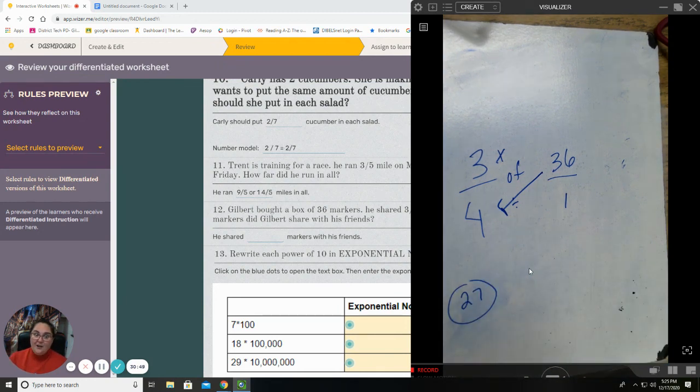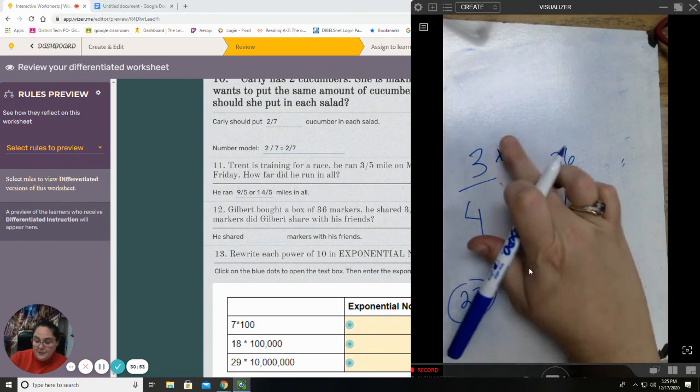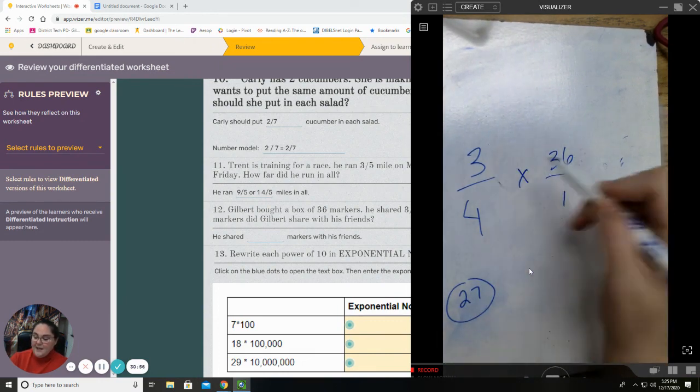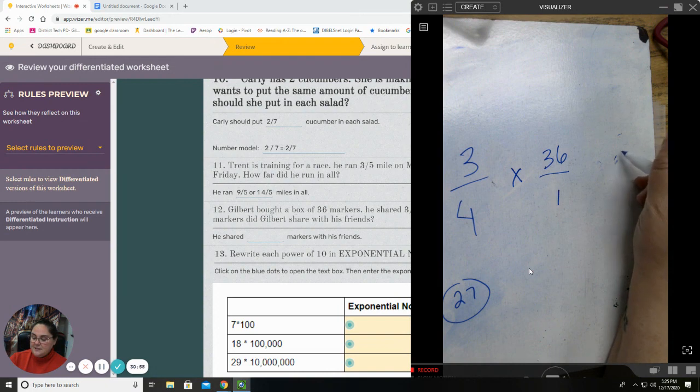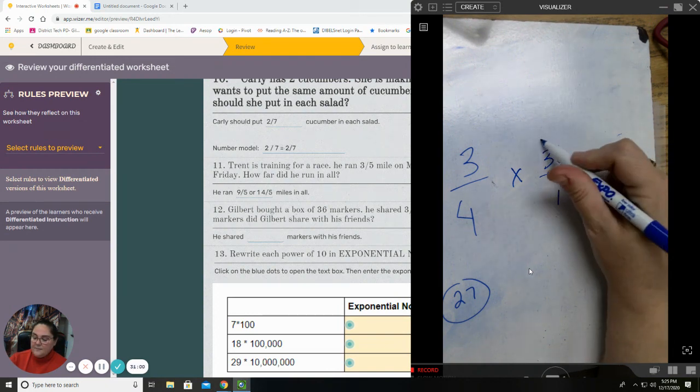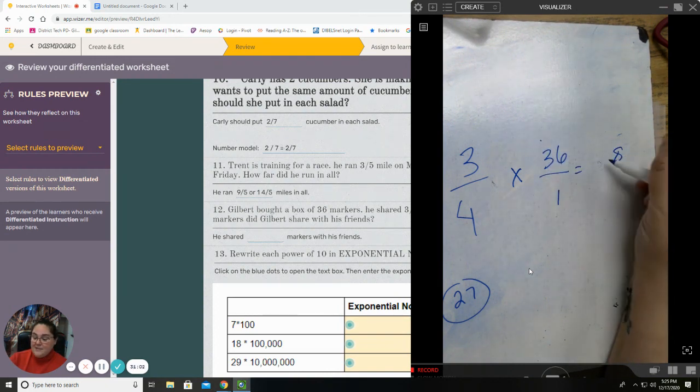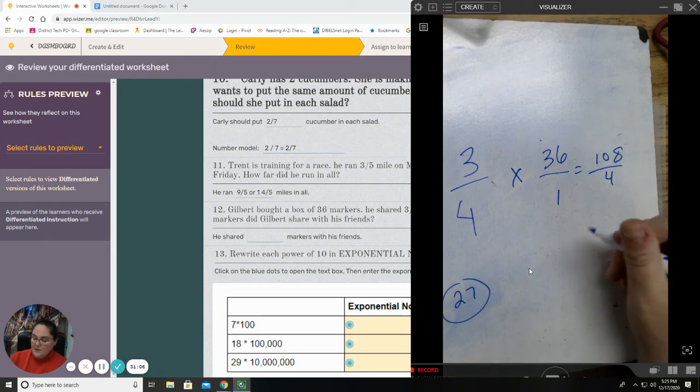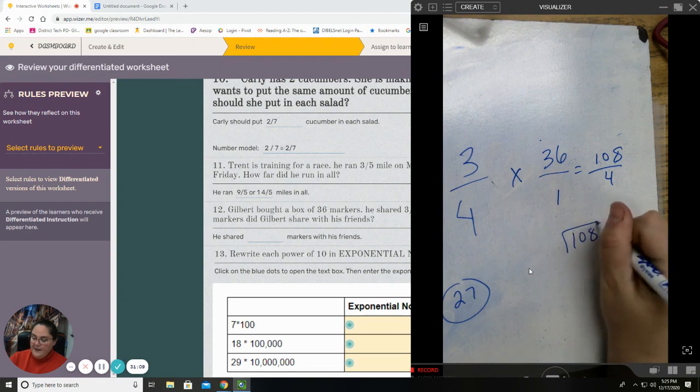Now, we're going to check our answers. We're going to check it because I want to make sure I'm right. You know, this is how you check your work. 3 times 36. Okay, 3 times 6 is 18. Here my 1. 3 times 3 is 9, plus 1 is 10. 4 times 1 is 4. Okay. 108 divided by 4.